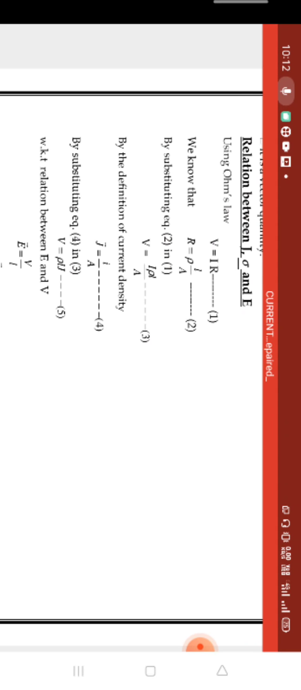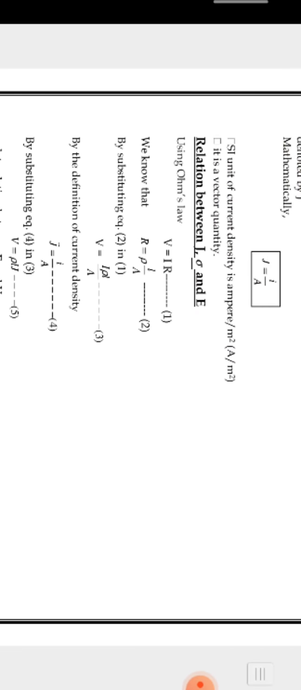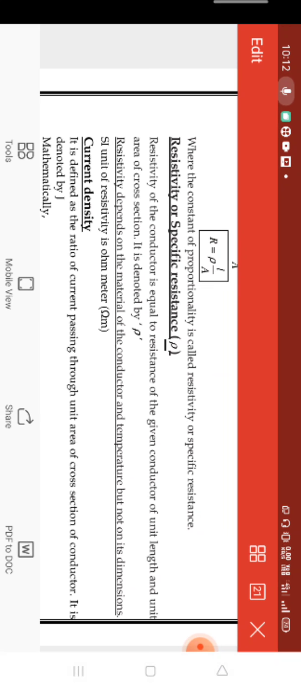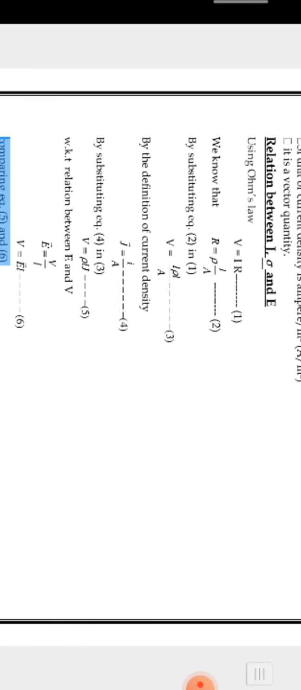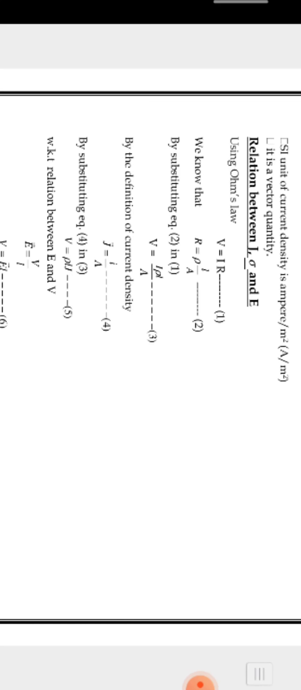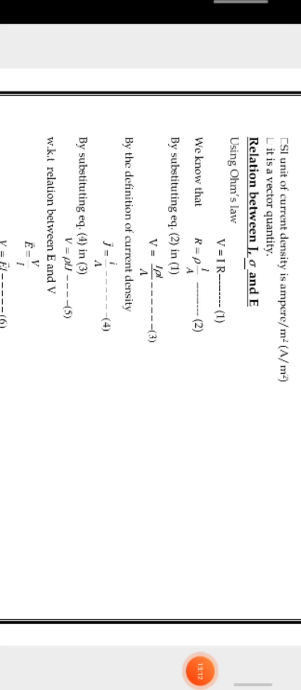First, from Ohm's law, what is the statement of Ohm's law? V is equal to IR. But R equal to, as we have studied previously, rho L by A, right? If you substitute the R value from equation 2 in equation 1, we can get V is equal to I rho L by A.